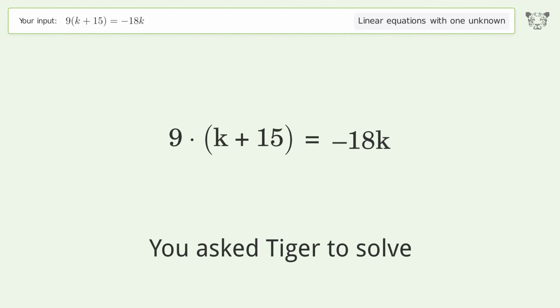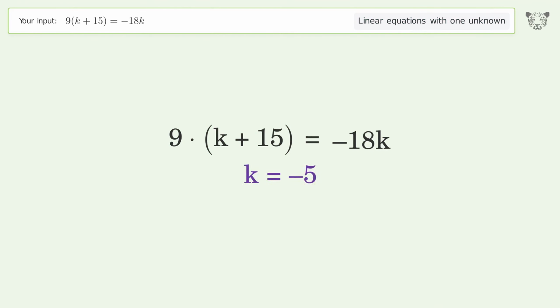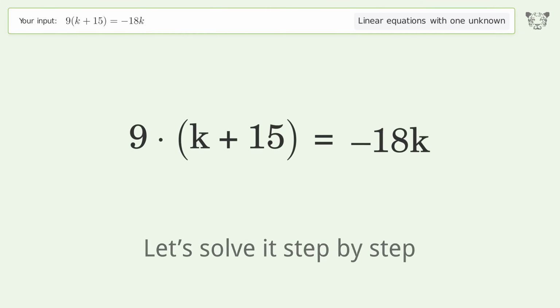You ask Tiger to solve this. This deals with linear equations with one unknown. The final result is k equals -5. Let's solve it step by step.